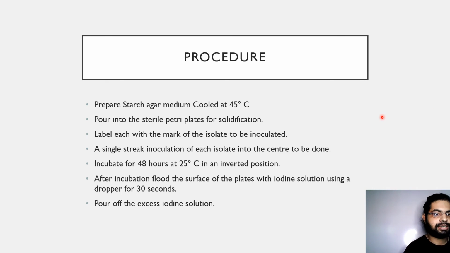Procedure: prepare starch agar medium, cool it to 45 degrees centigrade, and pour into sterile petri plates for solidification. Label each with the mark of the isolate to be inoculated. A single streak inoculation of each isolate into the center is to be done. Incubate for 48 hours at 25 degrees centigrade in an inverted position. After incubation, flood the surface of the plates with iodine solution using a dropper for 30 seconds. Pour off the excess iodine solution.